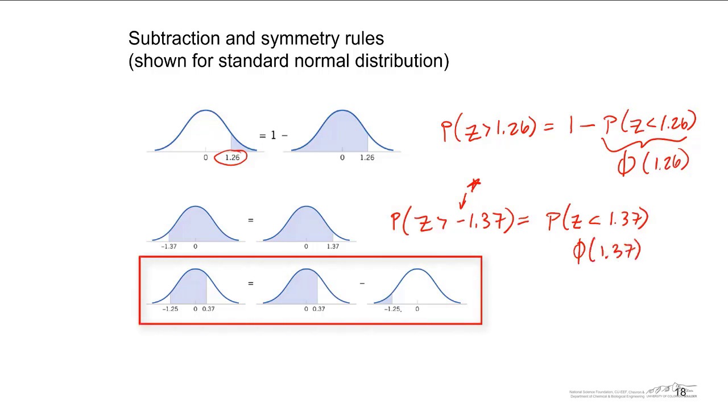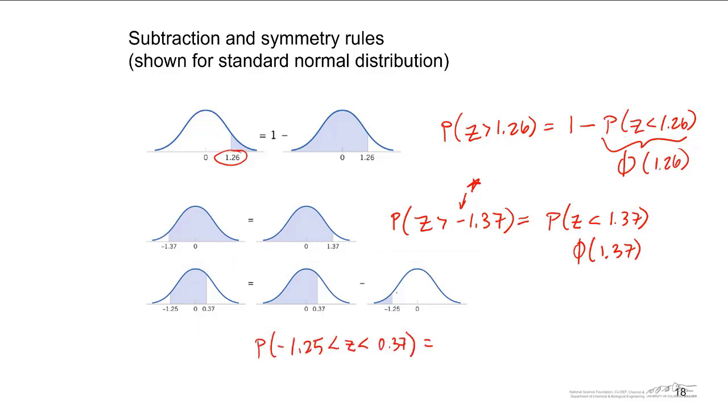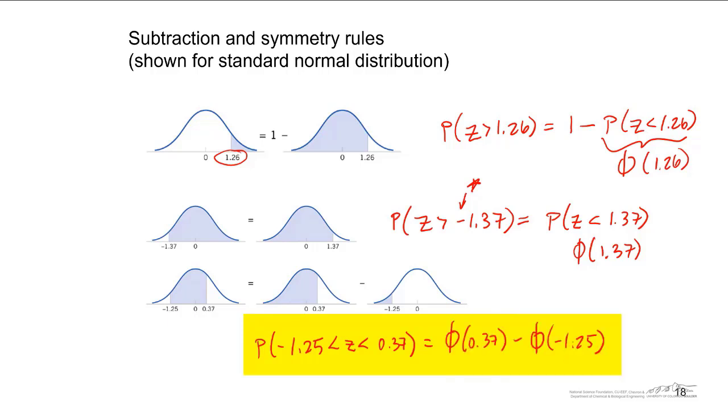This last one is used quite a bit, the probability that z lies between two values. You can subtract the probability that z is less than negative 1.25 from the cumulative probability that z is less than 0.37. And so you could look these up in the table and you could do this math.